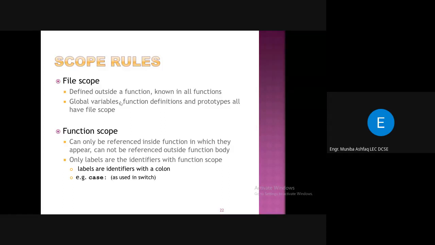if you want that these variables must be accessible throughout your program. All the functions can use, can see these variables. Then the only possibility is that they must be global variables. So file scope, throughout the file these variables are accessible. Defined outside a function, known in all functions. Global variables, function definitions, these also have file scope. Function prototypes, all these have file scope.